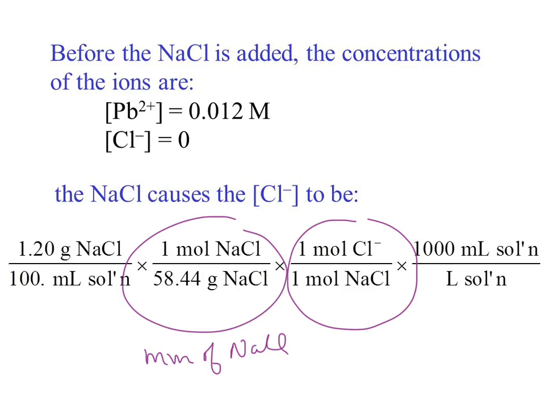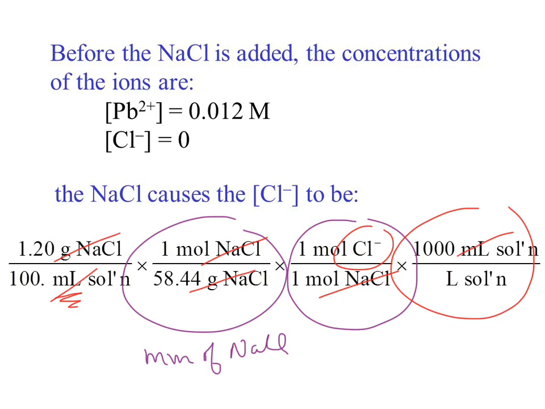And then last but not least, we need to fix the fact that we have units of milliliters over here. So to get from milliliters to liters, we need to introduce what we used to use all the time, 1,000 milliliters over 1 liter. And by golly, things cancel: grams cancel, moles of sodium chloride cancel, left with units of moles of chloride per liter of solution.